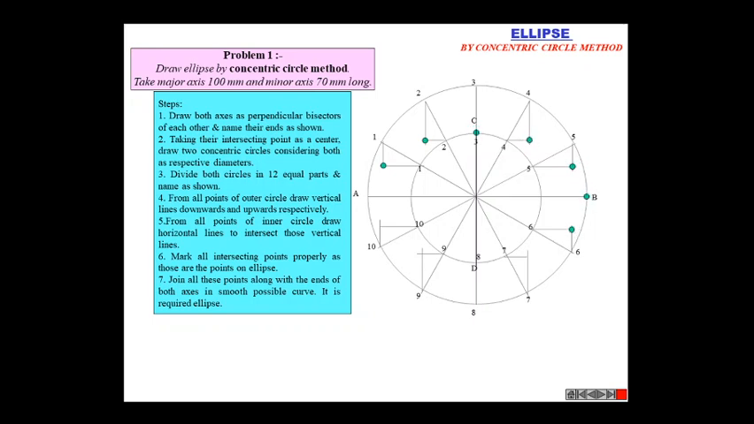We can clearly mark them, and now you can see it will form an elliptical shape. By joining all these points, we get a smooth curve, which is our ellipse. We are joining them, and you can see our elliptical shape.